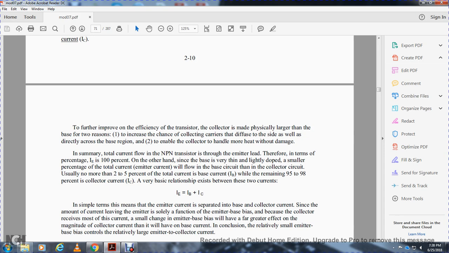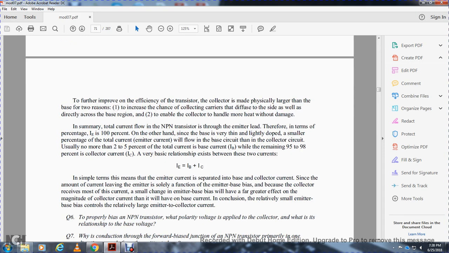Amperes, the emitter current is equal to the base current plus the collector current.